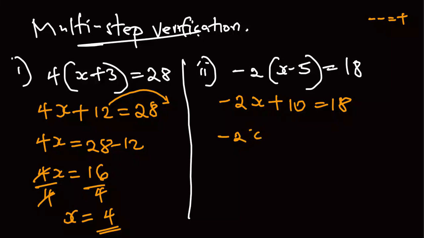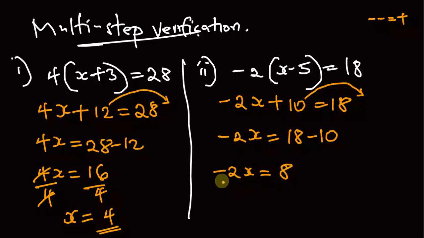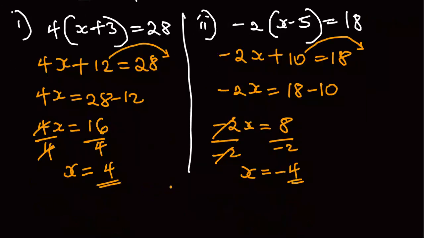This will be negative 2x is equal to 18 minus 10. The 10 will cross the equal sign. Therefore, this will be negative 2x is equal to 18 minus 10, which is 8. To get x, we divide both sides by negative 2, such that when we simplify, the value of x will be 8 divided by negative 2, which is negative 4. So that is our answer.